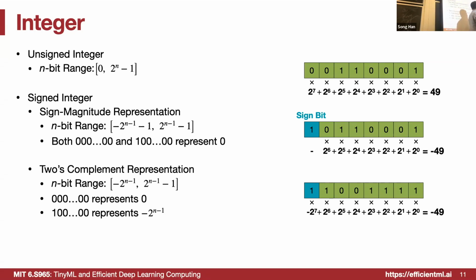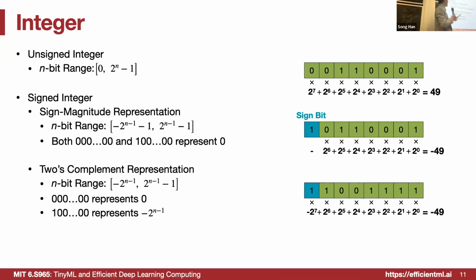Two ways to represent them. One is just by using this sign magnitude representation. The first bit just represents the sign, whether it's positive or negative. The remaining bits just represent the magnitude. For example, in this case, the sign bit is 1, indicating that this is a negative number, and then we have the remaining bits to represent the magnitude. In this case, it's minus 49.